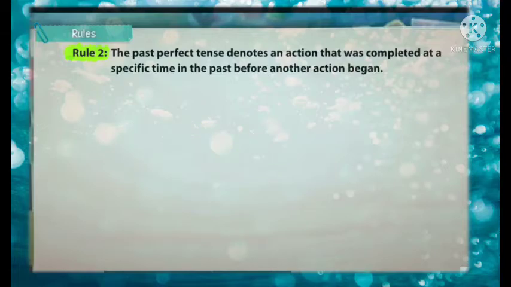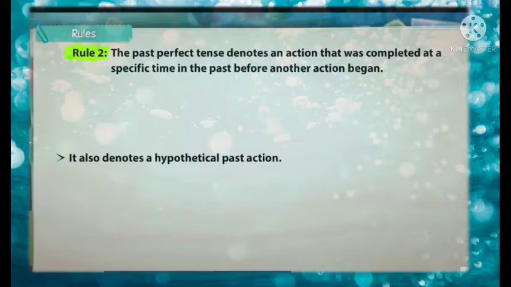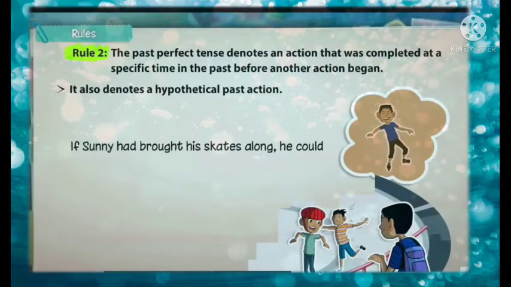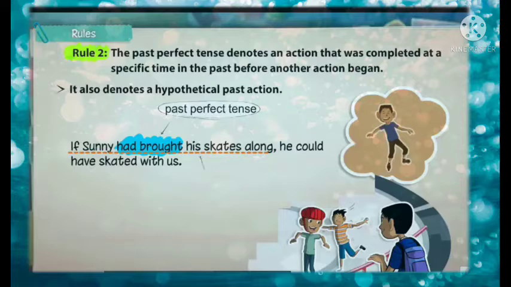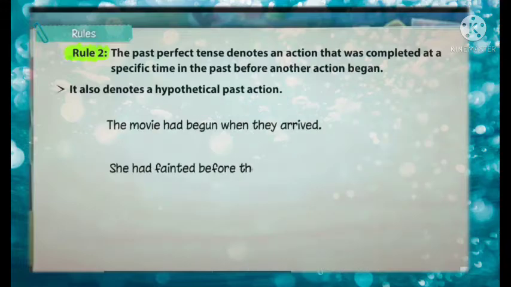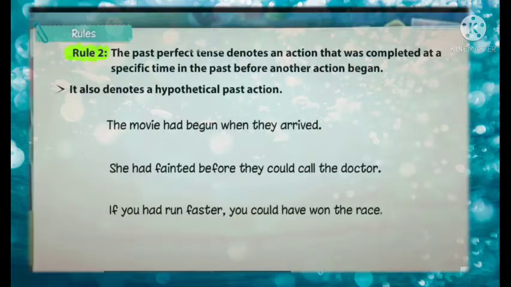The past perfect tense also denotes a hypothetical past action or an action that didn't really happen. For instance, here we use the past perfect tense as the sentence conveys a hypothetical action in the past. What the sentence really means is that Sunny could not skate as he had not brought his skates along. Here are some more examples of the past perfect tense.